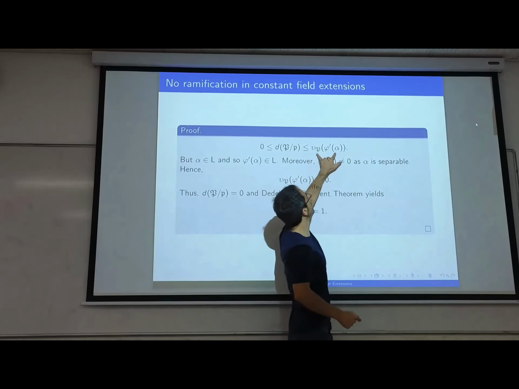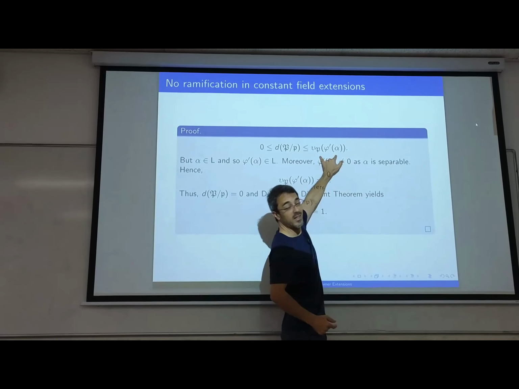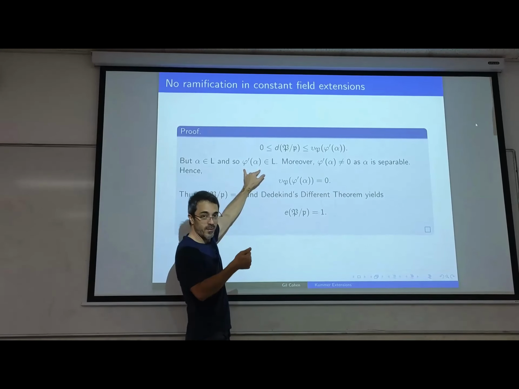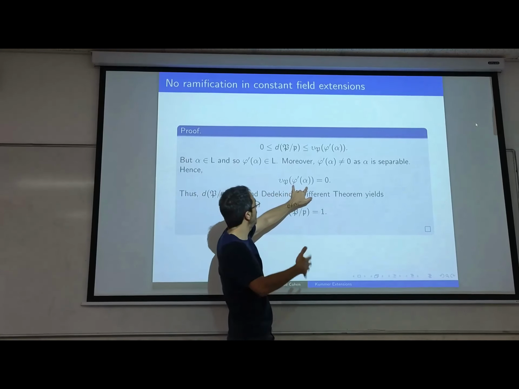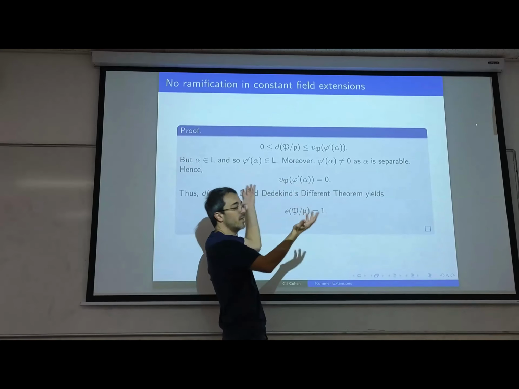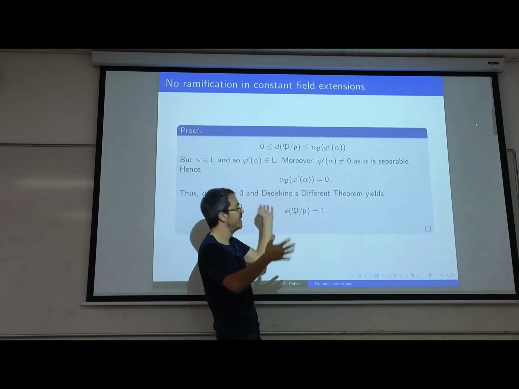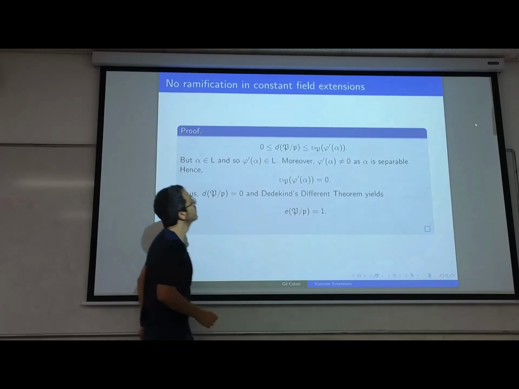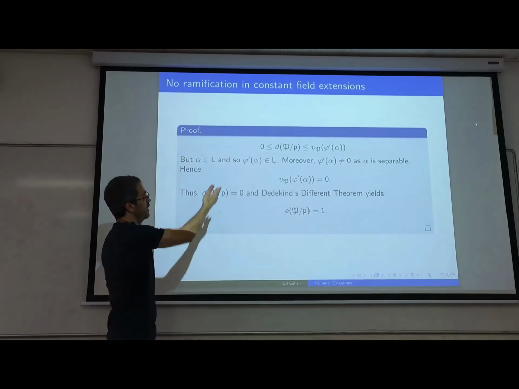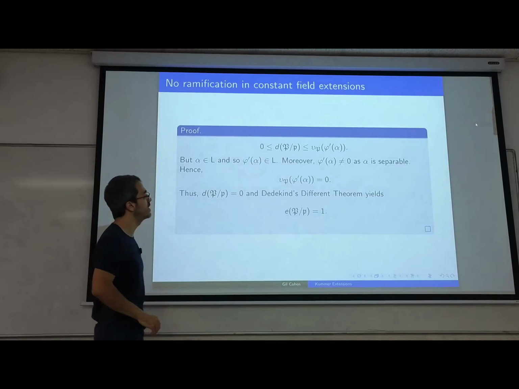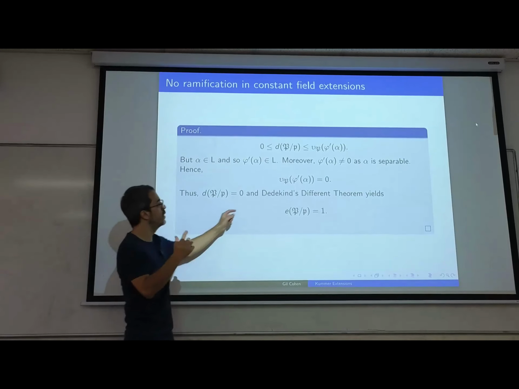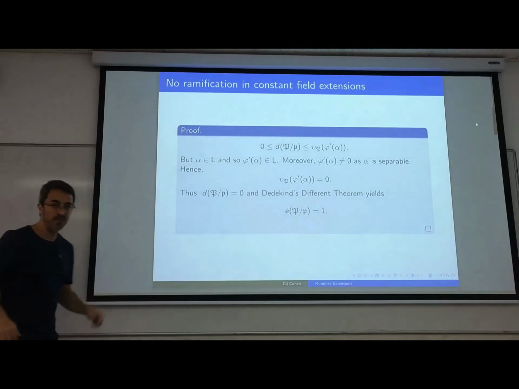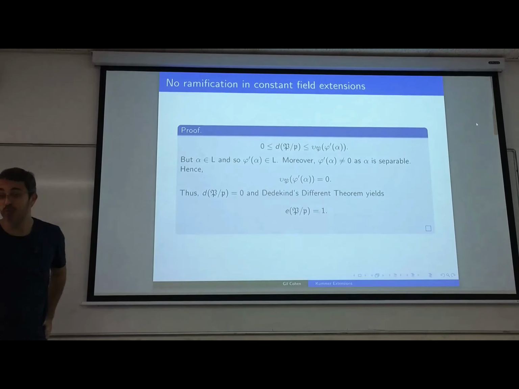And so I know what this thing is. We just said that this is a constant, an element in L. It's not the 0 element. And a non-zero constant element is just a unit. It's invertible. So the valuation is 0, right? So actually the different is 0 because it's bounded by zeros on both sides. And if you remember, the corollary from Dedekind's different theorem tells you that the ramification index is then 1. And that's what we wanted to prove.